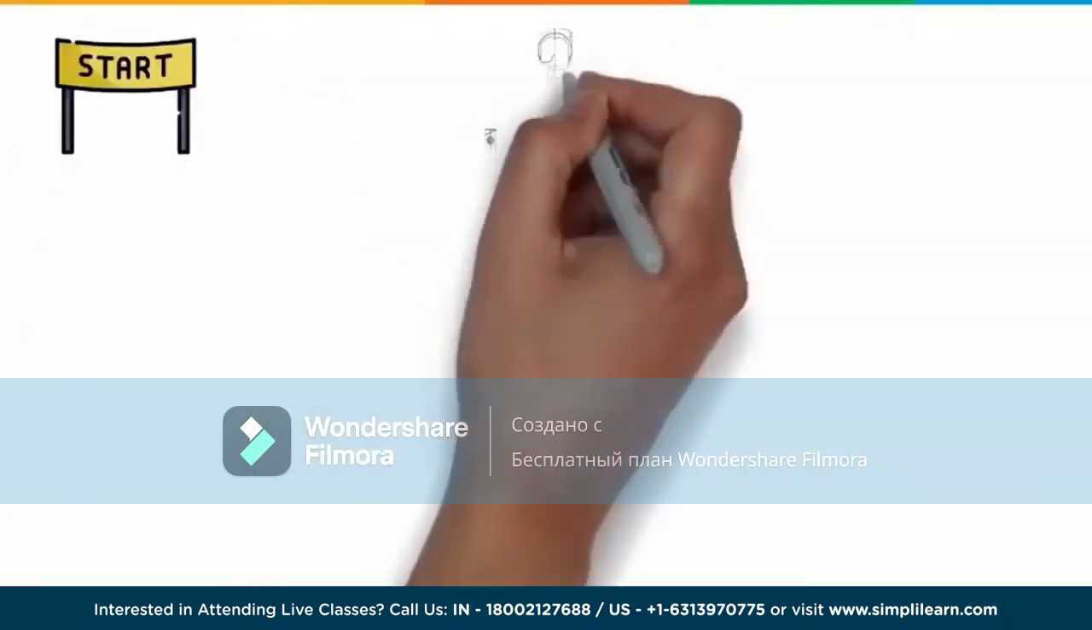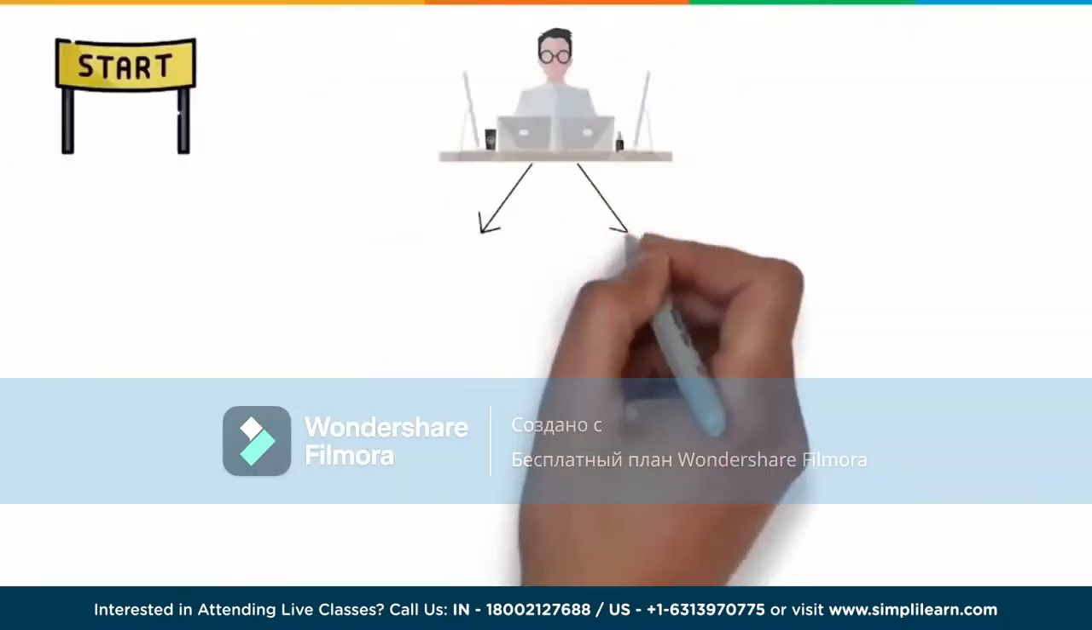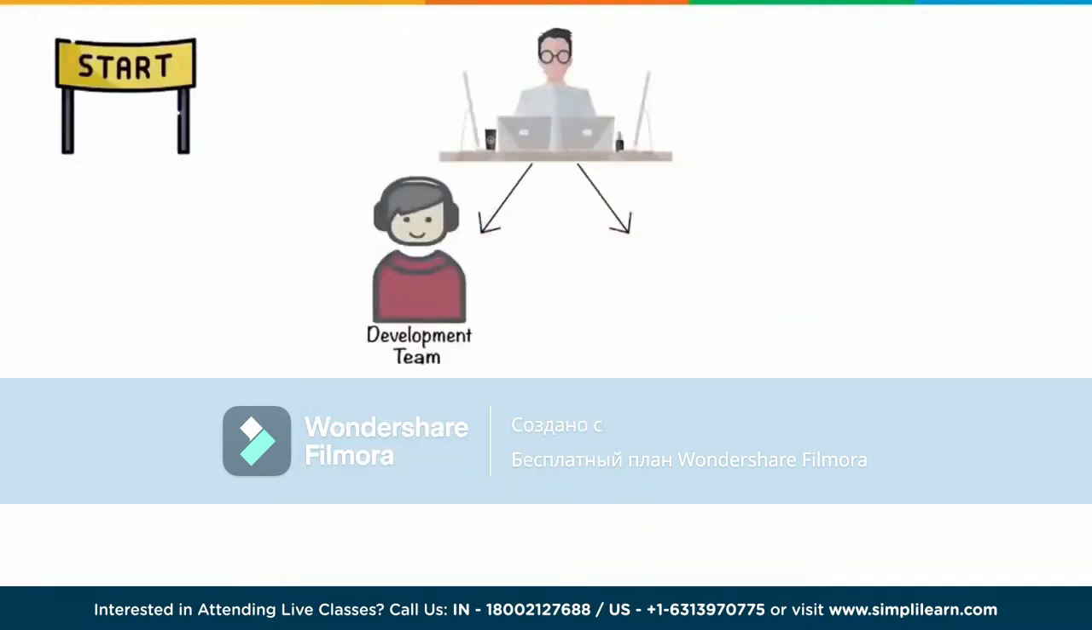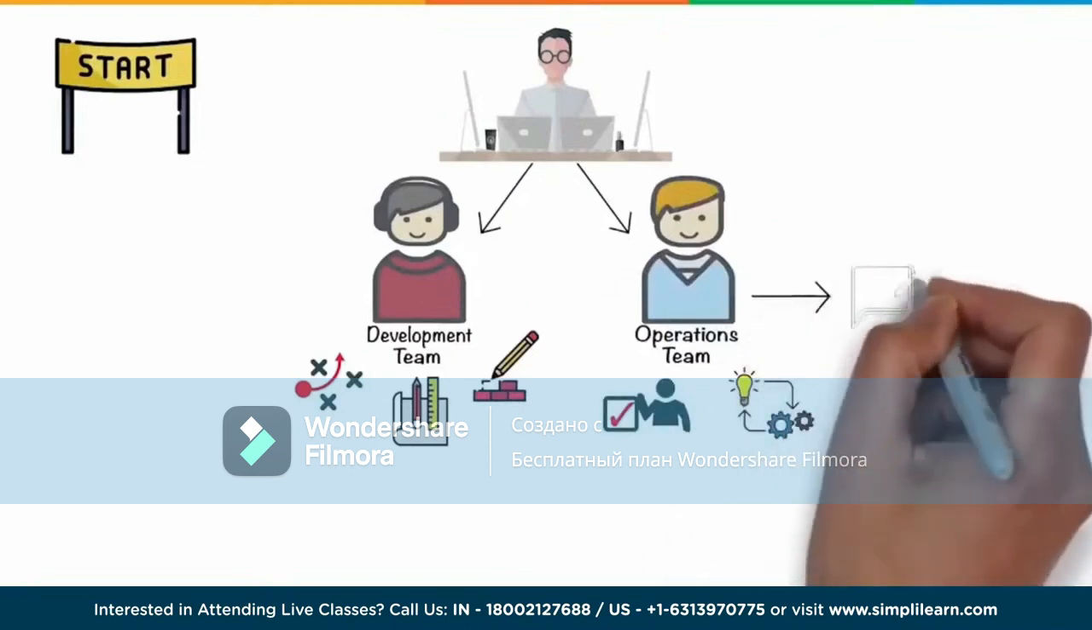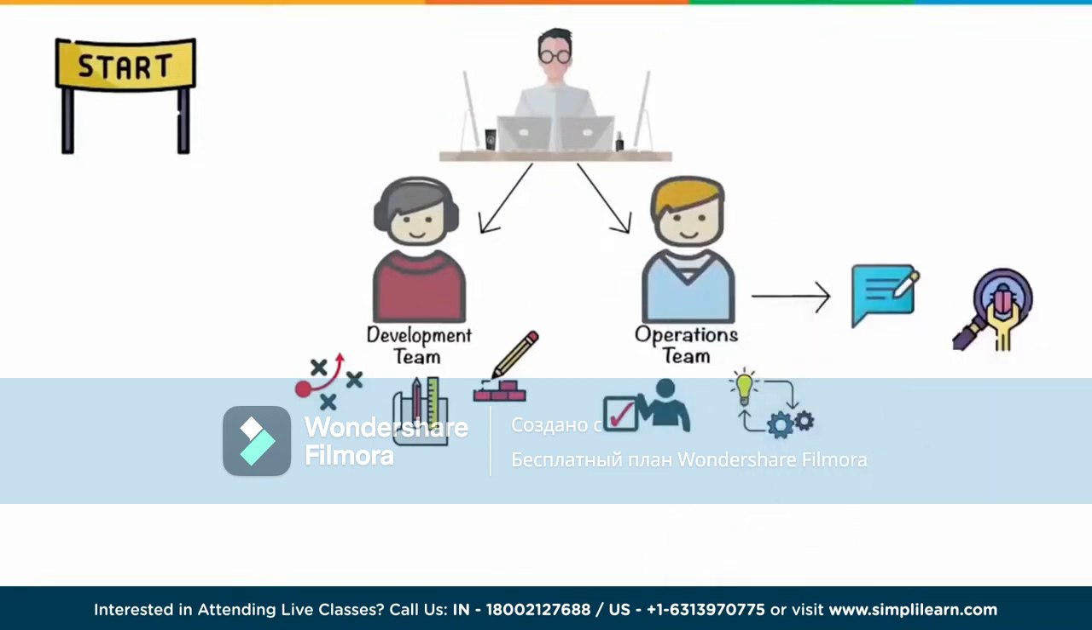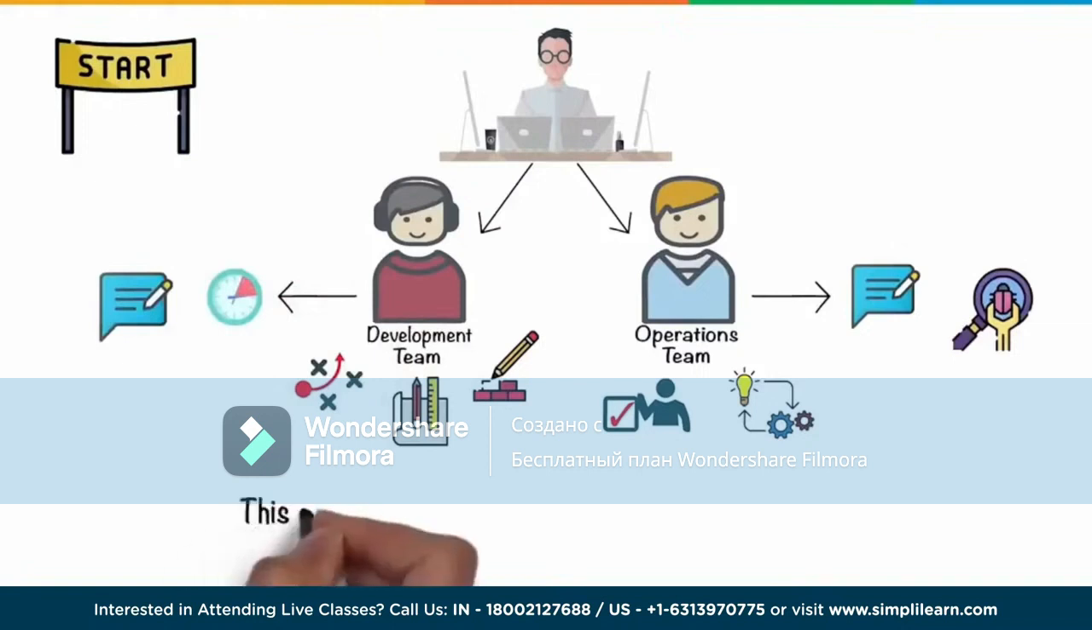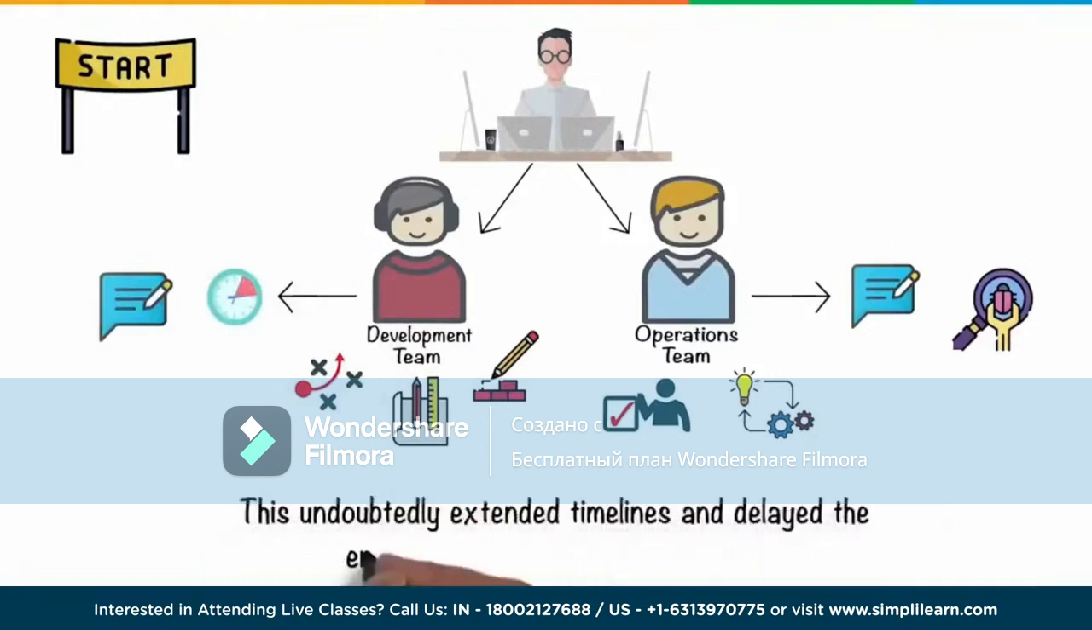Right from the start, software development comprised two different departments. The development team that develops the plan, designs, and builds the system from scratch, and the operation team for testing and implementation of whatever is developed. The operations team gave the development team feedback on any bugs that needed fixing and any rework required. Invariably, the development team would be idle awaiting feedback from the operations team. This undoubtedly extended timelines and delayed the entire software development cycle.